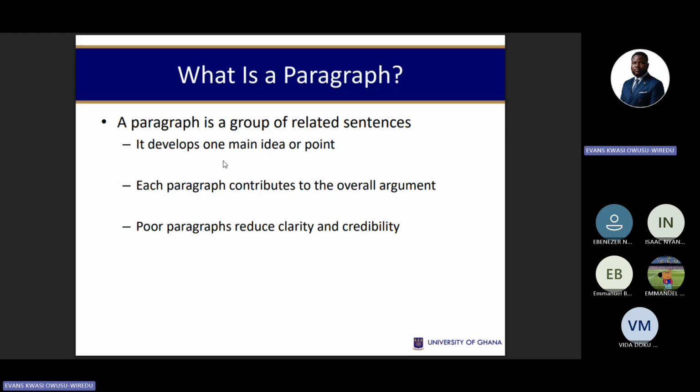So each paragraph contributes to the overall argument, right? When you present the general idea, you have the general idea. The paragraphs in it should expound or extend.